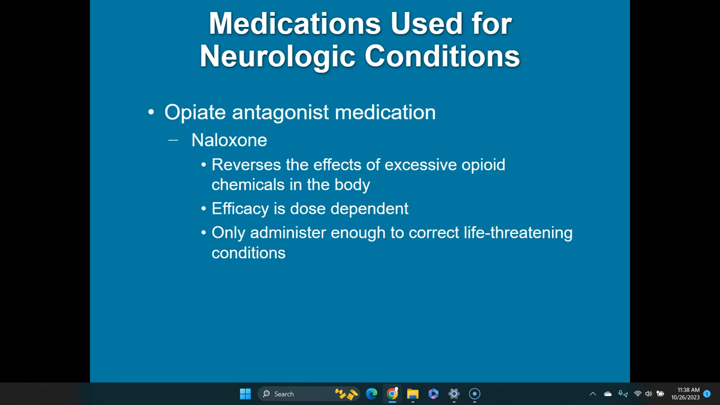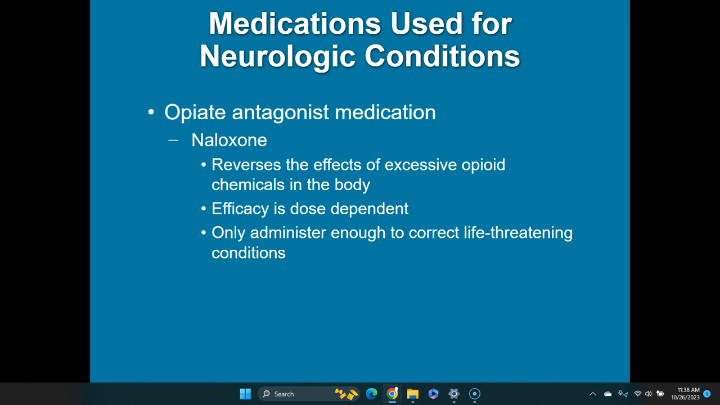Narcan is going to reverse the effects of an opioid medication. Doesn't do anything else for any other medication, only if they've had an opioid. Fentanyl being a big one. If they're overdosed on benzodiazepines or anything else, though, it's not going to have any effect.